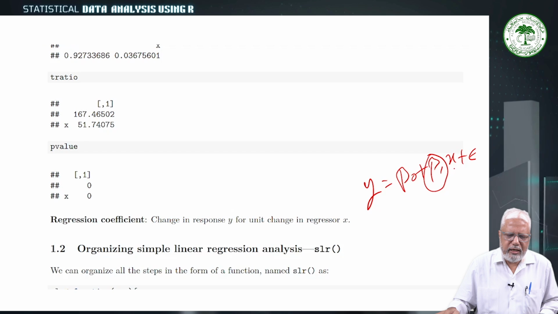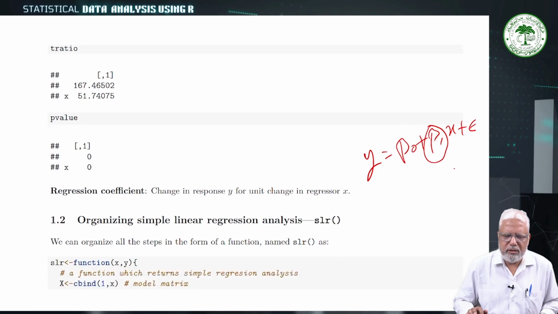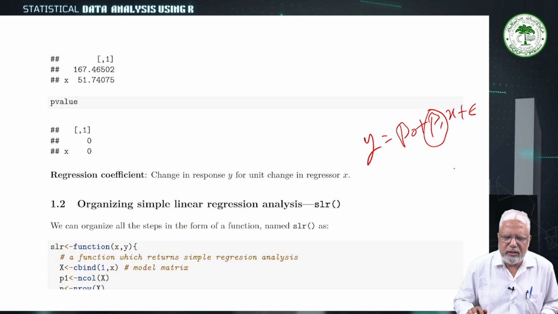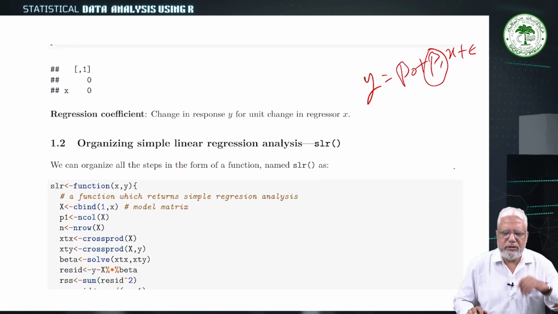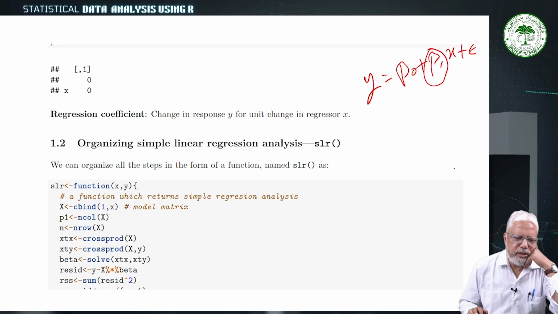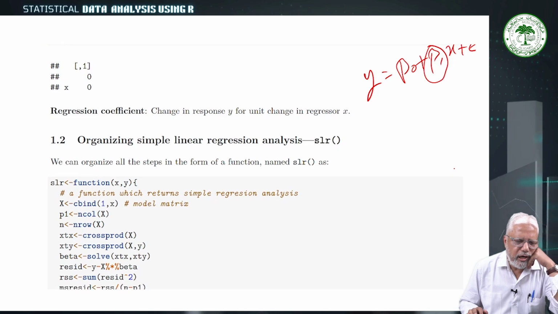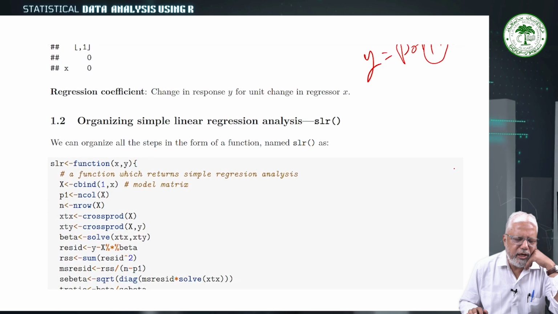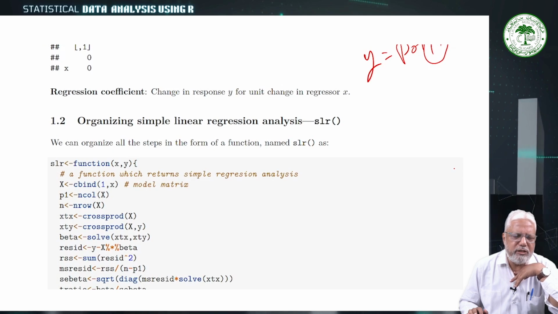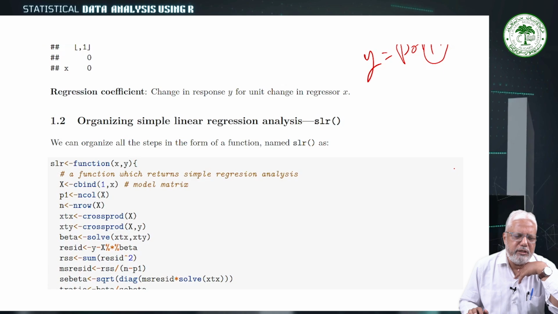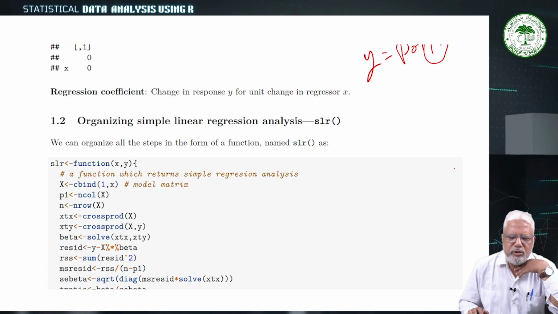Now we can organize these steps into a function, SLR, for simple linear regression analysis. This is a function which I developed for classroom teaching. We can organize all the steps in the form of a function named SLR. SLR is equal to function of x, y. The difference between simple and multiple regression is that in simple linear regression we have only one predictor, x, and response y. It is a function which returns simple regression analysis.